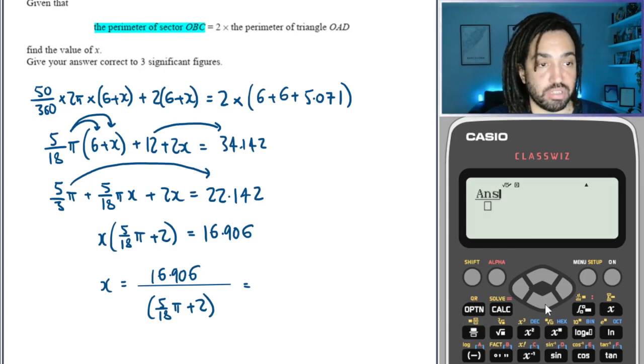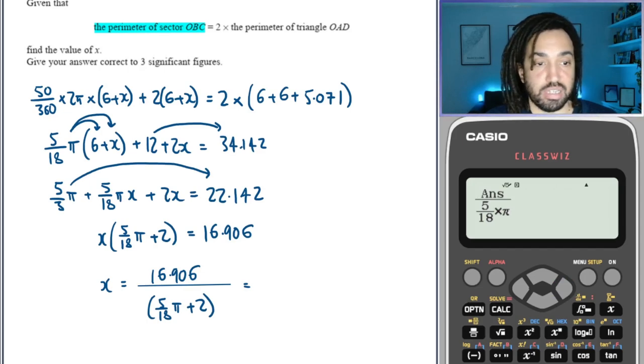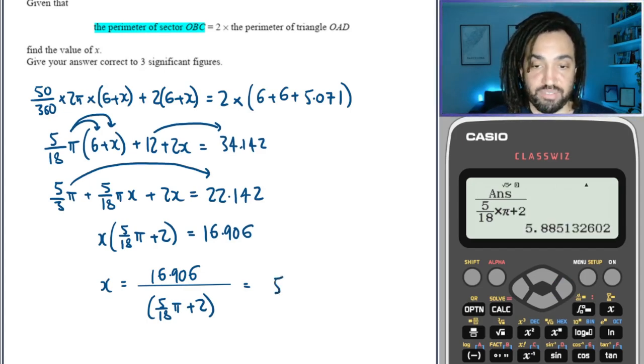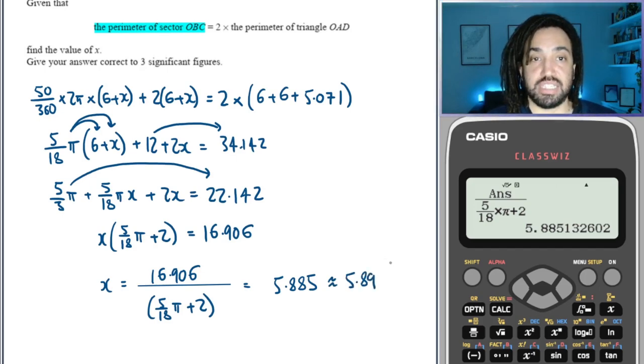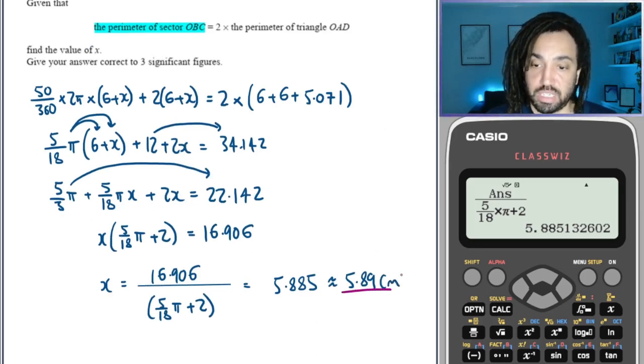So we take that previous answer and we divide it by 5 over 18 times by pi. And then we add on 2. We get equals, and we get 5.885, which is to three significant figures, 5.89, and that is in centimetres. And that is job done.